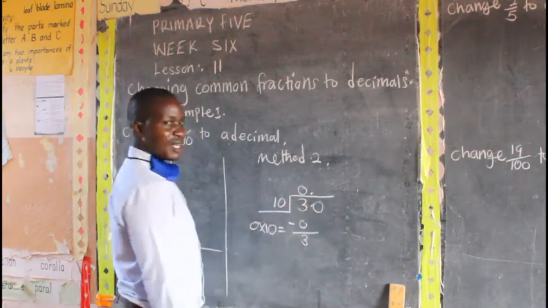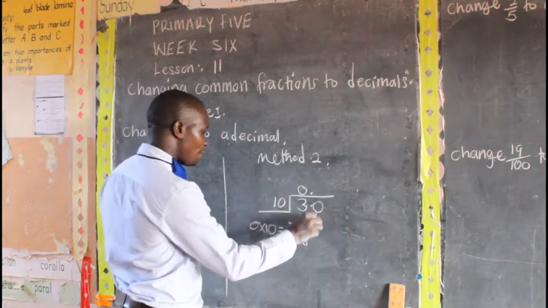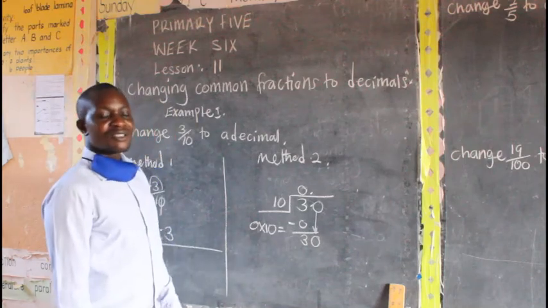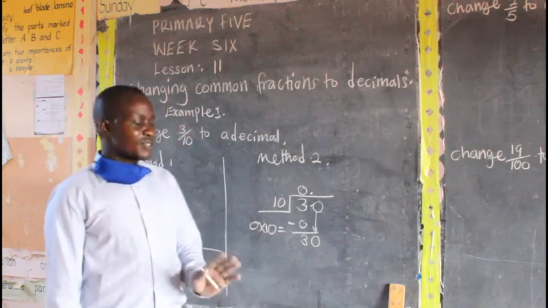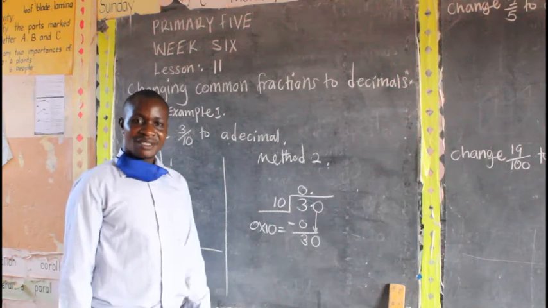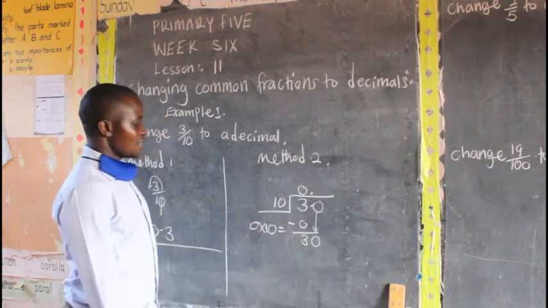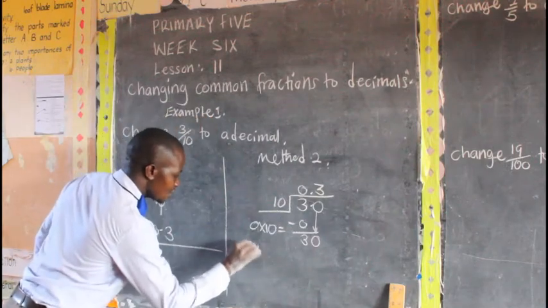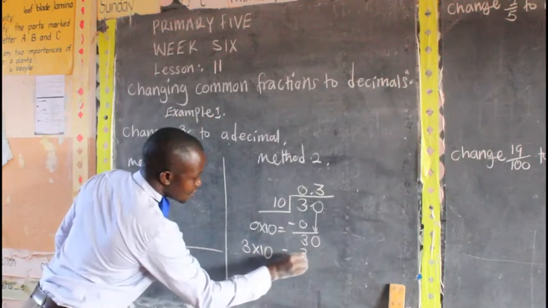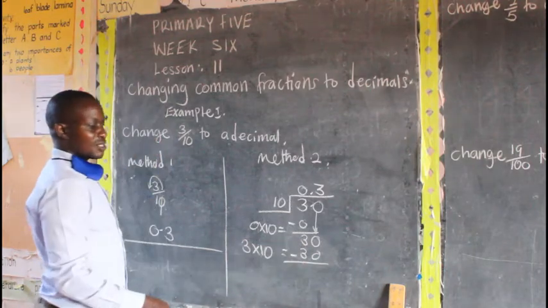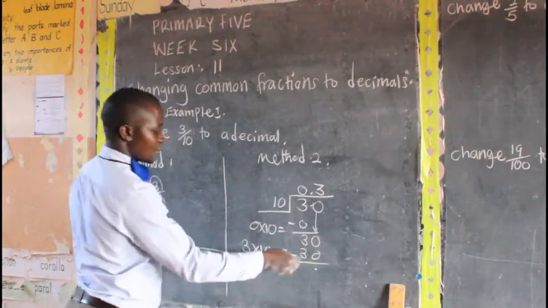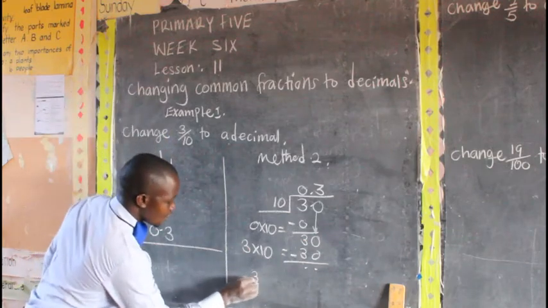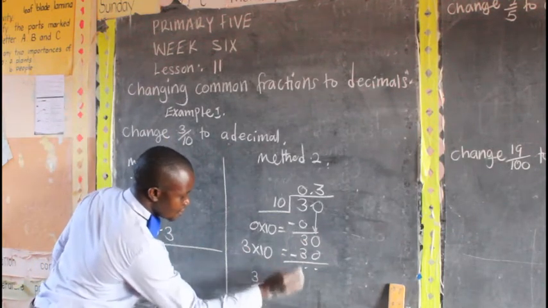Then you add a 0. Then you pull this 0 down and put it there. Now it becomes 30. So now it is 30 divided by 10. You get 3. Then you say 3 times 10 is equal to 30. You subtract. Here 0 minus 0 is 0. 3 minus 3 is 0. So therefore, 3 out of 10 is equal to 0.3.